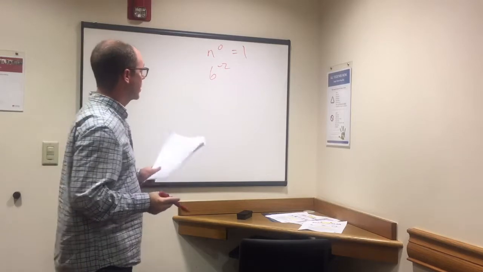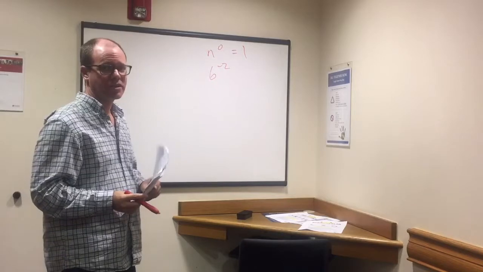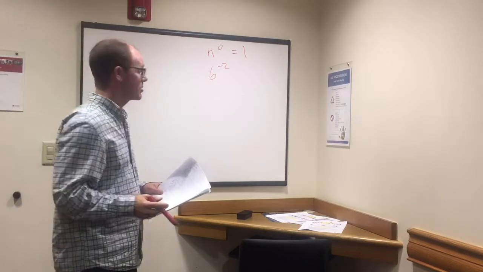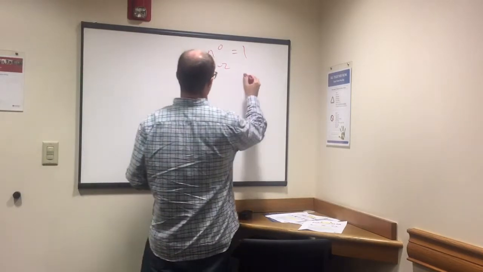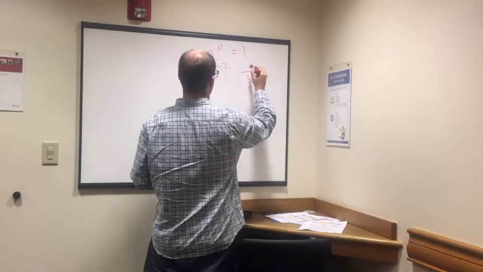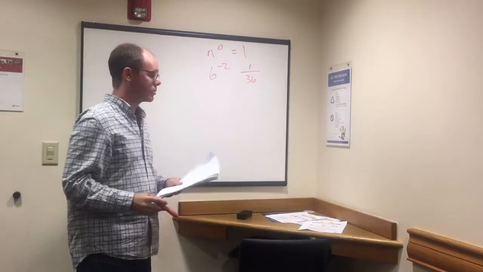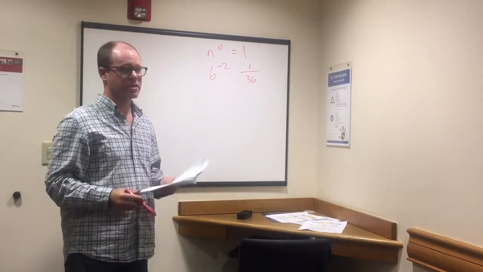What you do here is, if you know that 6 squared is 36, 6 times 6 is 36, that's going to be the denominator when we have a negative exponent. Then we just put a 1 up here in the numerator. So 6 to the negative 2 equals 1 over 36.